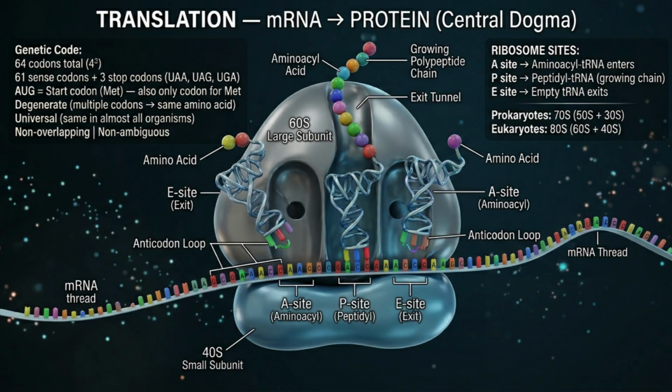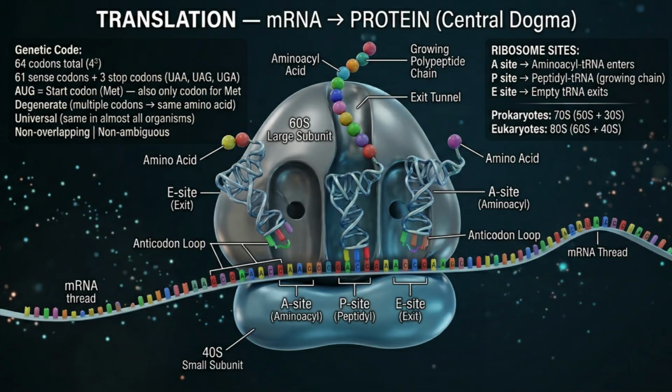Translation is the process of decoding mRNA to build a protein. This is the final step of the central dogma: DNA to RNA to protein. The genetic code is a triplet code. 3 nucleotides called a codon specify 1 amino acid. With 4 bases, you get 64 possible codons. 3 of these are stop codons: UAA, UGA, and UAG. The remaining 61 codons specify amino acids.